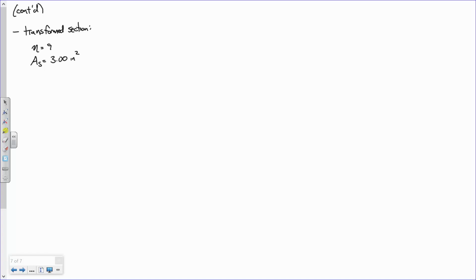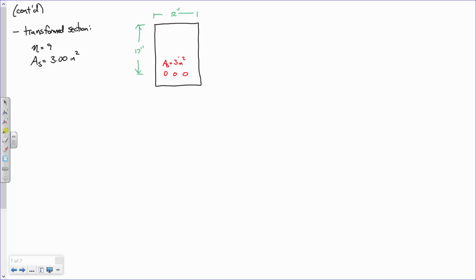Sound good? All right, so here's my original beam. I'm going to draw it out. I'm not going to be lazy this time. So here's my original beam. This is 12 inches. This dimension is 17 inches. And that's where the steel is, right here. So that A_s is 3 square inches, right?